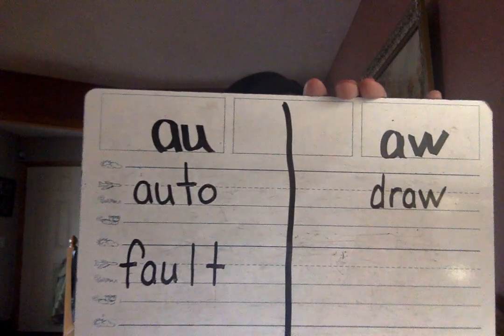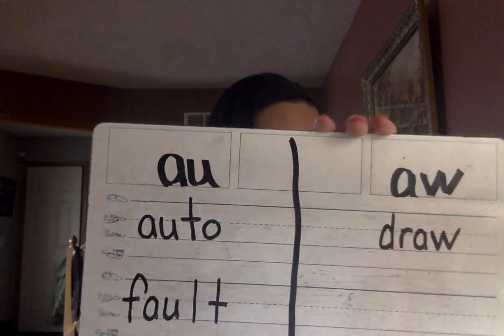The next word we're going to do is fault. It is not my fault the vase broke. Fault. Fault. Okay. This too has an AU. Fault.